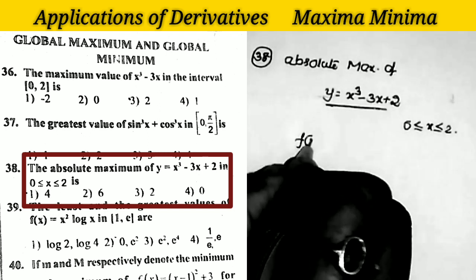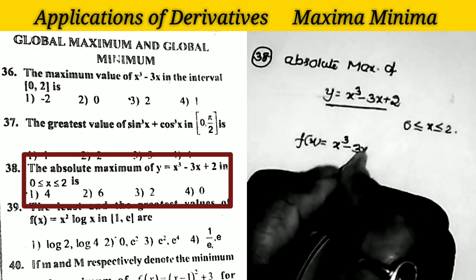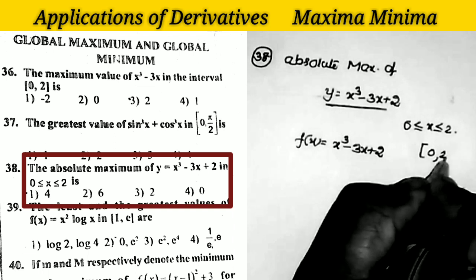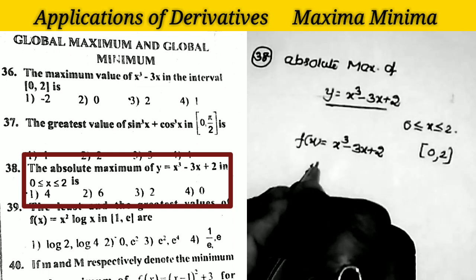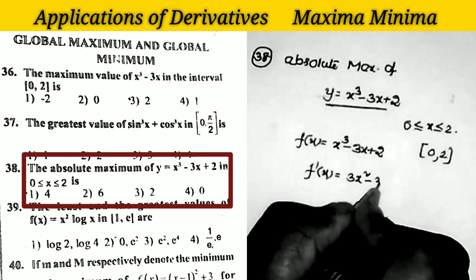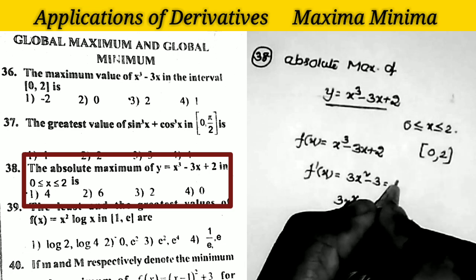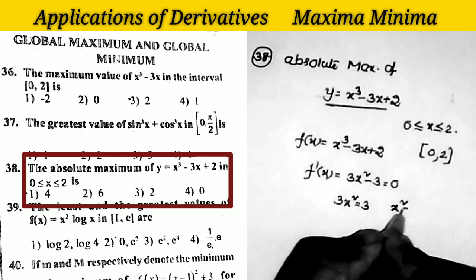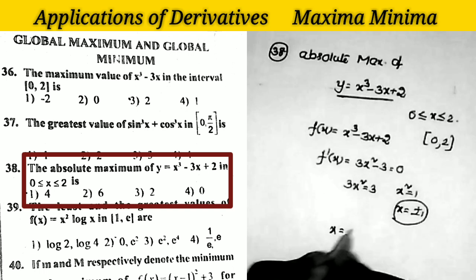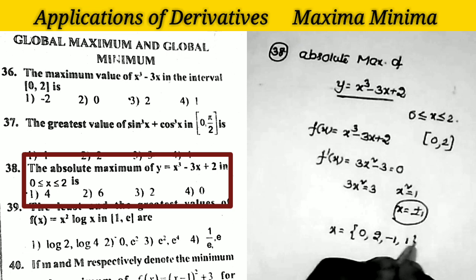First we take the given function as f of x, that is f of x is equal to x cube minus 3x plus 2, and here the given interval is the closed interval 0 to 2. Now doing the derivative, f dash of x is equal to 3x square minus 3. Now equating this to 0, 3x square is equal to 3, then x square is equal to 1, then x is equal to plus or minus 1. What are the x values here? x is equal to 0, 2, minus 1, 1.